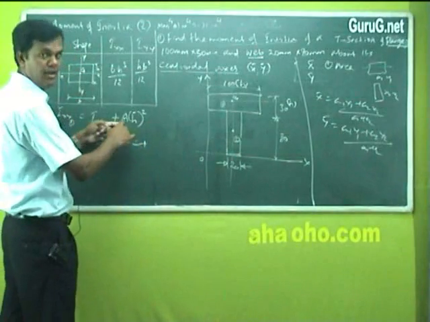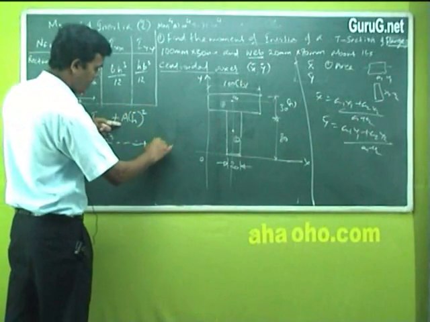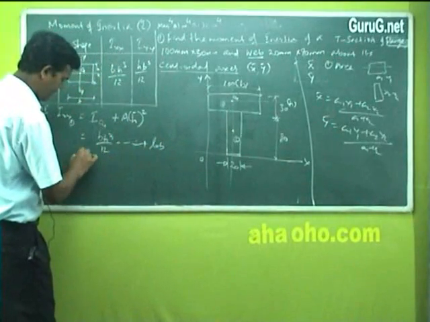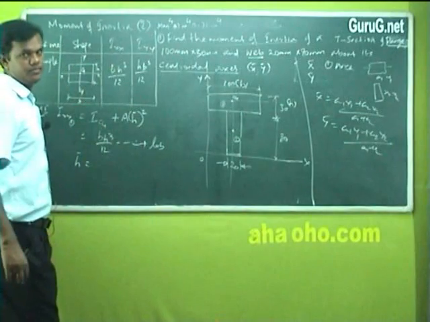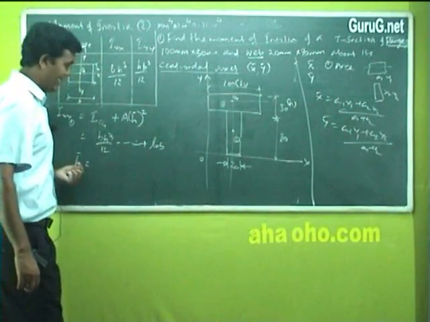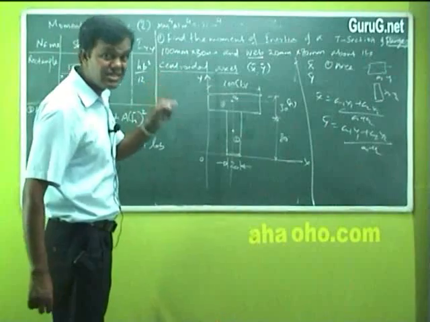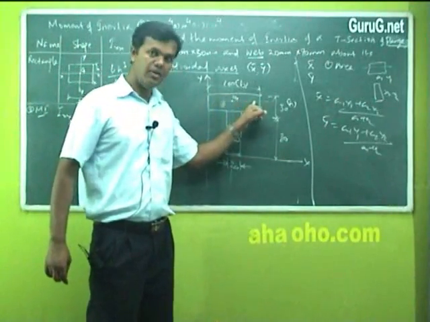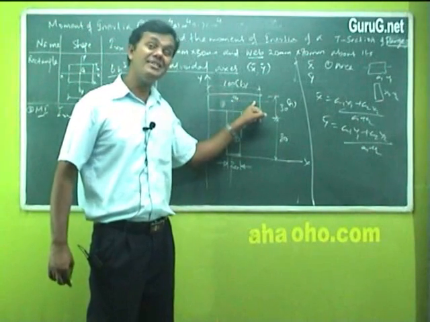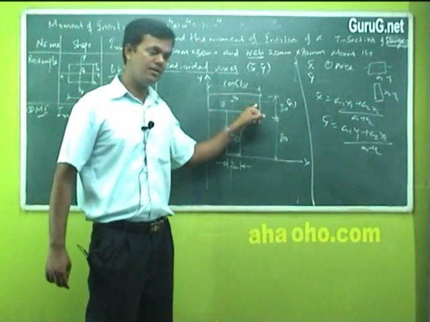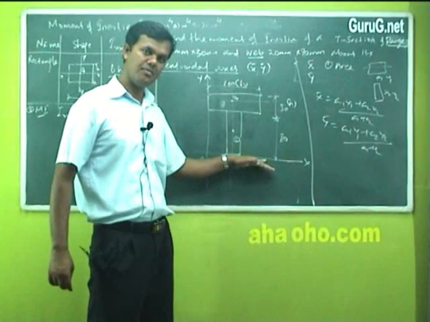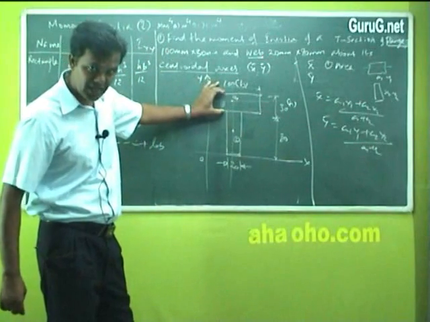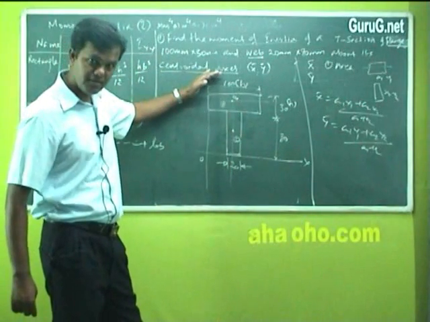Plus A. What is the area of rectangle again? L into B. Value, H bar square. To find out H bar is a question. Kindly understand, H bar means the distance of the center of this body with respect to the reference axis. Where is the reference axis? It is here, in the bottom. Is it not?